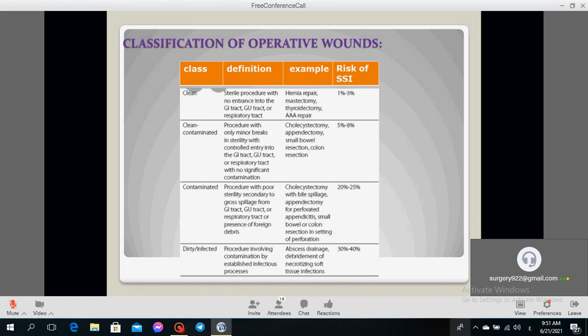The third type is contaminated: a procedure with poor sterility, secondary to gross spillage from the GIT. For example, a patient came with a bullet in the abdomen; we opened and it had caused perforation in the bowel with spillage of content into the abdomen, feces inside the abdomen. Okay. Whether there is gross spillage from the GIT, renal tract or respiratory tract, or even the presence of foreign bodies, we call this contaminated. For example, cholecystectomy with bile spillage, appendicectomy for perforated appendix, or leak from bowel anastomosis. Here, the incidence of surgical site infection rises up to 25%.